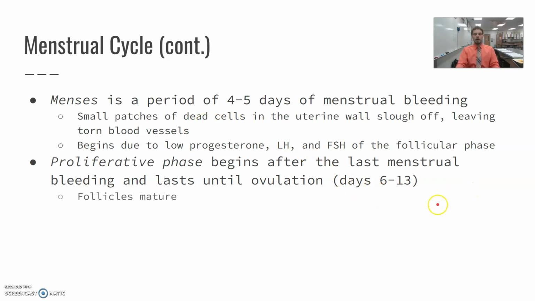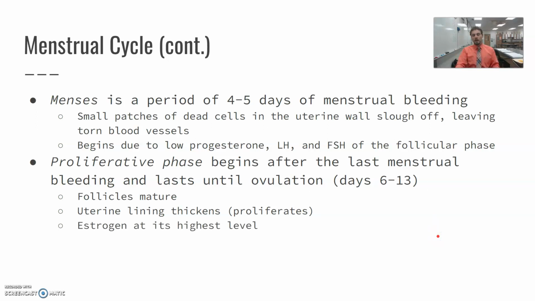That's where follicles are maturing and the uterine lining is thickening. Basically, as those cells are increasing in number, that's called proliferating, and so that's why we call this the proliferative phase. At this point, estrogen is going to be at its highest level. Remember, we're going to see that spike in estrogen as well as LH and FSH right before we get to ovulation.